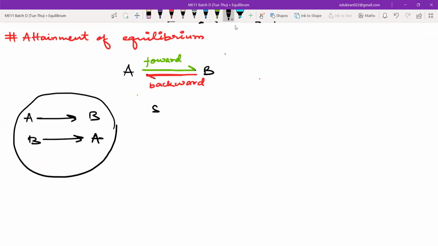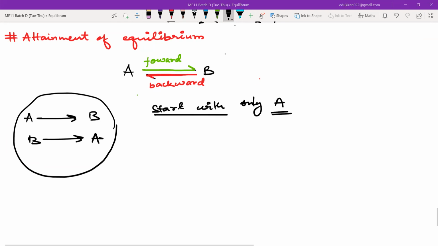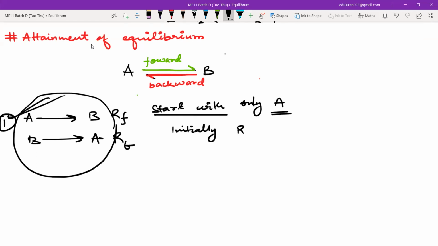Now, let us start with only A. If I have only A, that means only the first reaction, A to B, is possible. Yes or no, guys? Yes, sir, because there is no B. So when I start with A, the reaction A to B has some rate, which I will call the rate of forward reaction, and this I will call the rate of backward reaction. So initially, the rate of forward reaction is greater than the rate of backward reaction because we don't have any B.